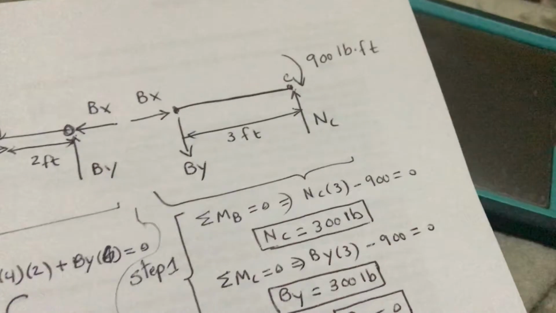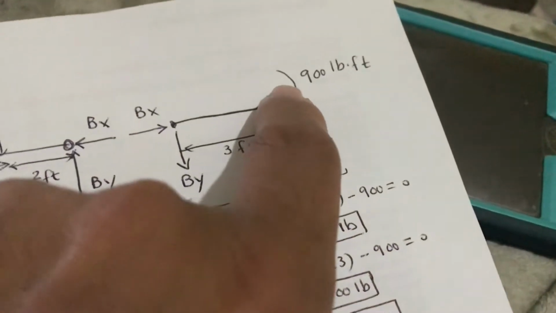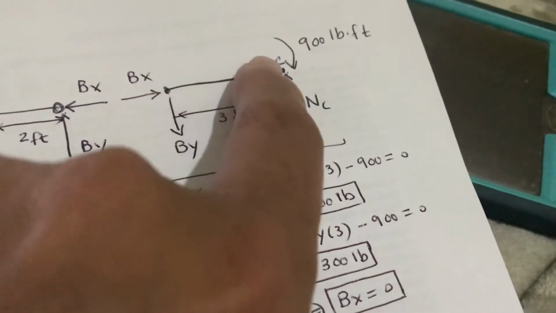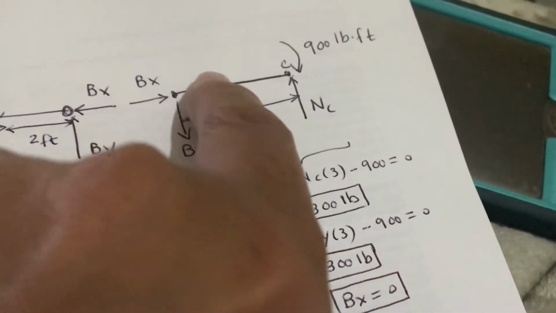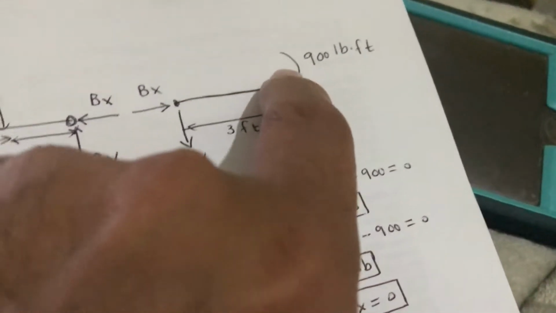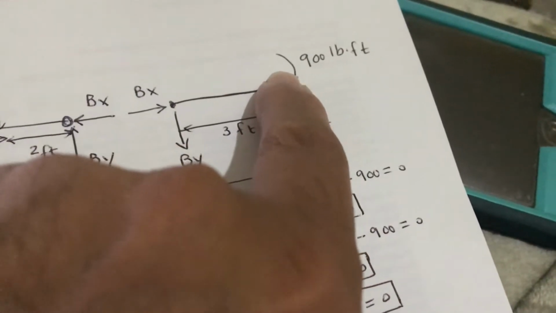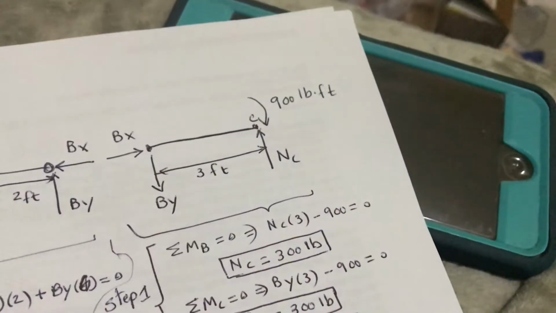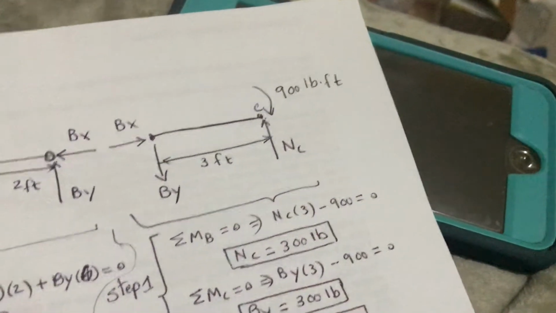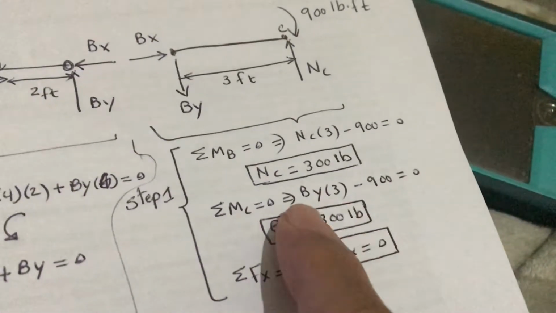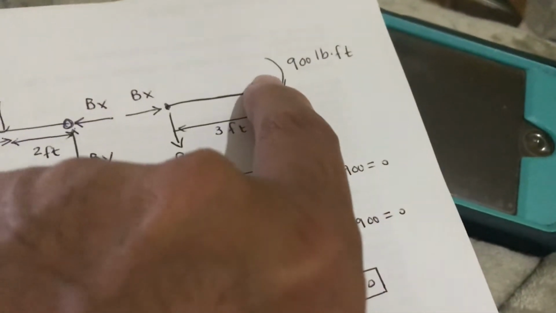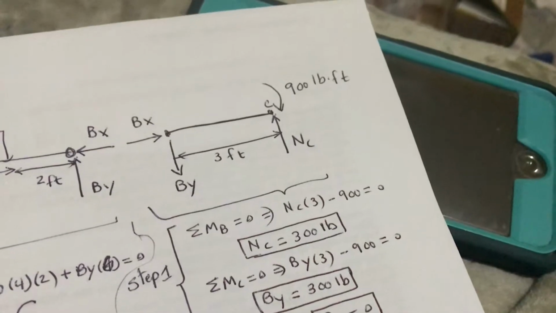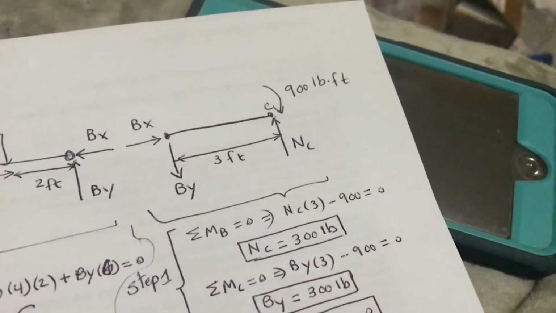Now, you could take moment at C and cancel NC. Remember, BX will be 0 because BX is in the same direction as point C. So summation of moment at C, it will be BY, and this one, we take it counterclockwise, BY times 3, BY times 3. And of course, for summation of moment at C, you should take the moments around it to include it. So this is going to be what?